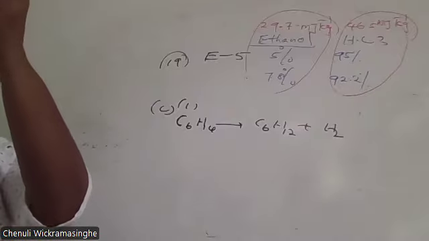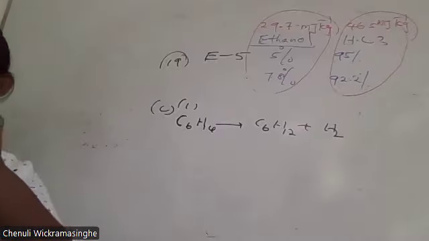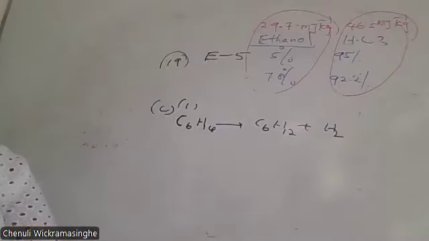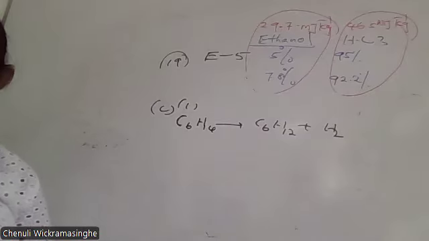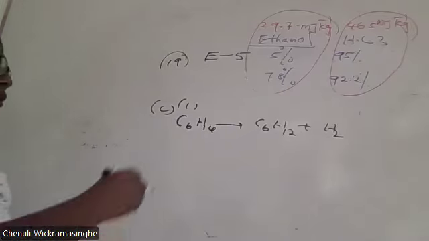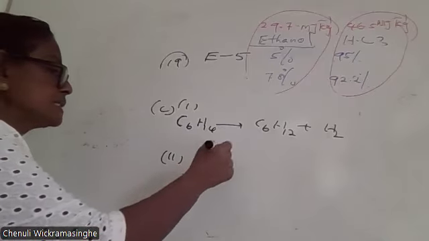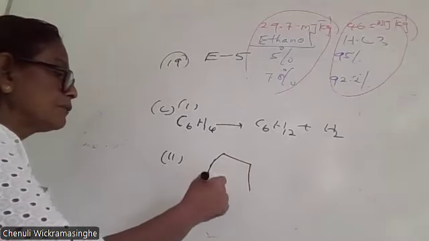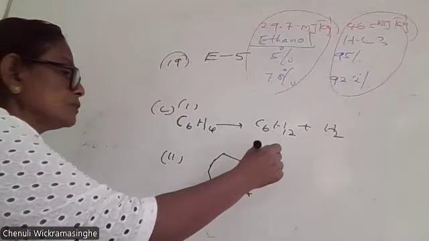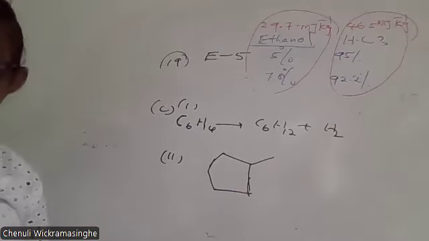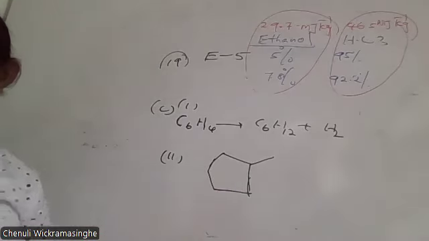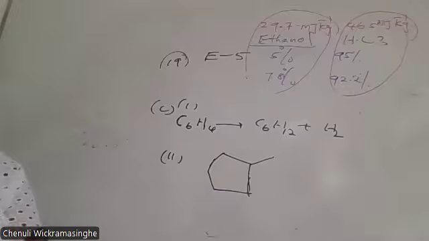So it is the second part of the question. It says, draw the structure of the cyclic hydrocarbon formed in this reaction. The second part is that cyclic one. It should be a 5-membered ring, so obviously one CH3 group has to be a branch. That gives you 1 mark.